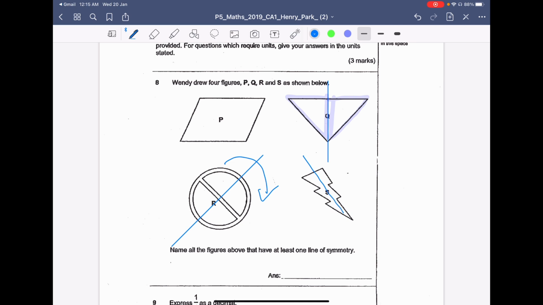For S, if you draw a line, this portion here and this portion here are not the same. So no matter where you draw the line for S, it does not have a line of symmetry. So the answer will become Q and R.